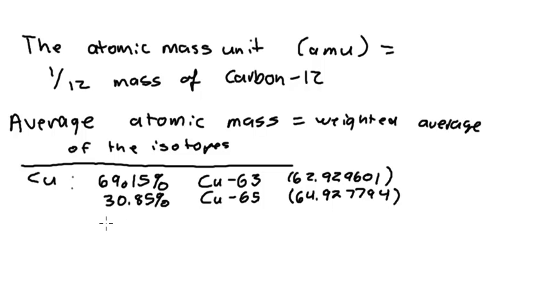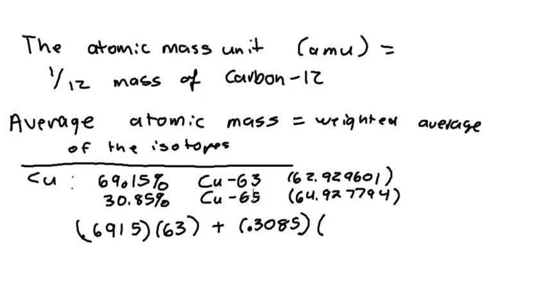So to figure out the average atomic mass, you take the percent and write it as a decimal, 0.6915, and you multiply times the mass of that, which I'm just going to use 63 rather than that big one. So times 63 plus this as a decimal, 0.3085, times its mass, which is 65. So we calculate that.